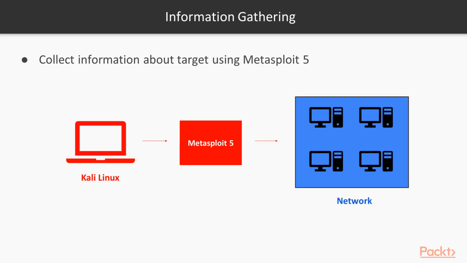And we have a target. So we have a network, and the network contains various operating systems. So we are going to perform information gathering about a network with the help of Metasploit 5. Now, what can we find in the network?